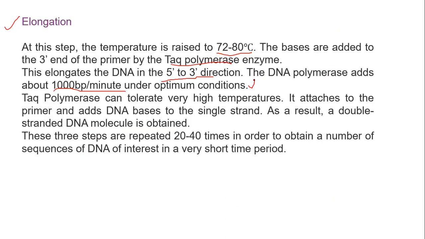Okay, so when you talk about Taq polymerase, it can tolerate very high temperature, it attaches to the primer and adds the DNA bases to the single strand. As a result, a double stranded DNA molecule is obtained. These 3 steps are repeated 20 to 40 times in order to obtain a number of copies of the DNA sequence of interest in a very short period of time. So we are providing the optimum conditions in the elongation. This is a starting phase, okay, and here 20 to 40 times in order to obtain the number of sequences of DNA of interest in a very short time period.